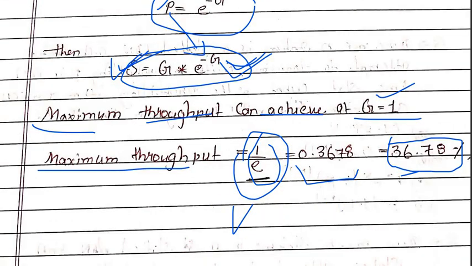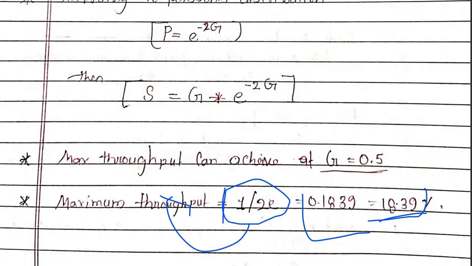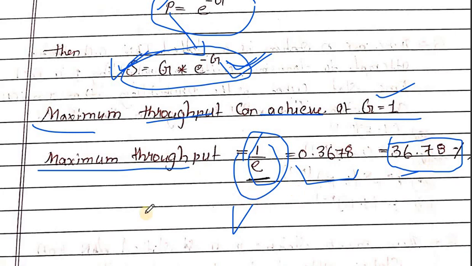100% का इंक्रीज आया. Means from 18.39 to 36.78. So the efficiency of throughput, the efficiency of slotted Aloha is more, which is double the efficiency of pure Aloha.